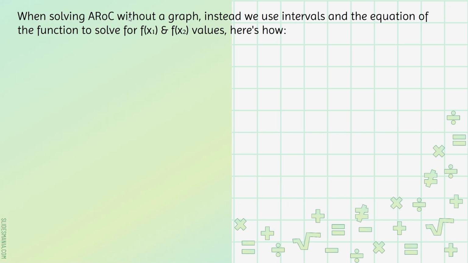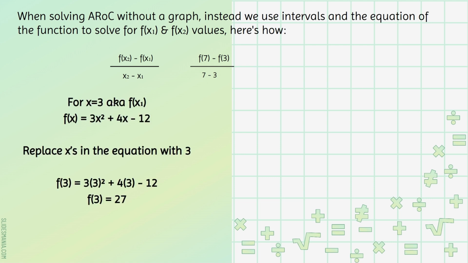When solving average rate of change without a graph, instead we use intervals in the equation of the function to solve for f of x1 and f of x2 values. Here's how. The average rate of change equation with our intervals inputted. For x equals 3, aka f of x1 or f of 3, we replace the x values in the function equation with 3. This would make f of 3 equal 27.